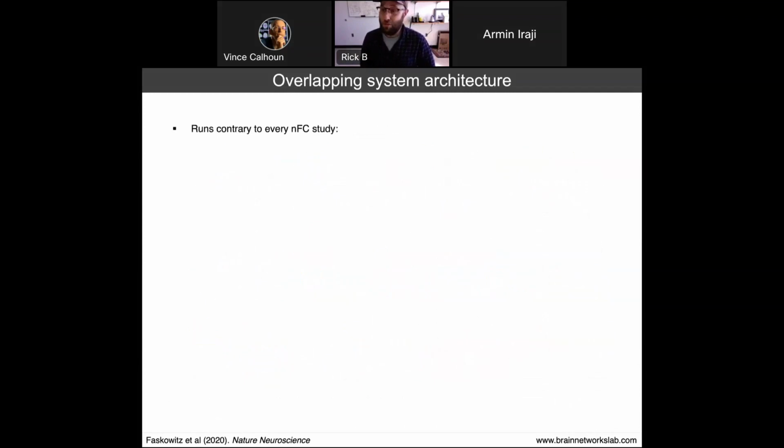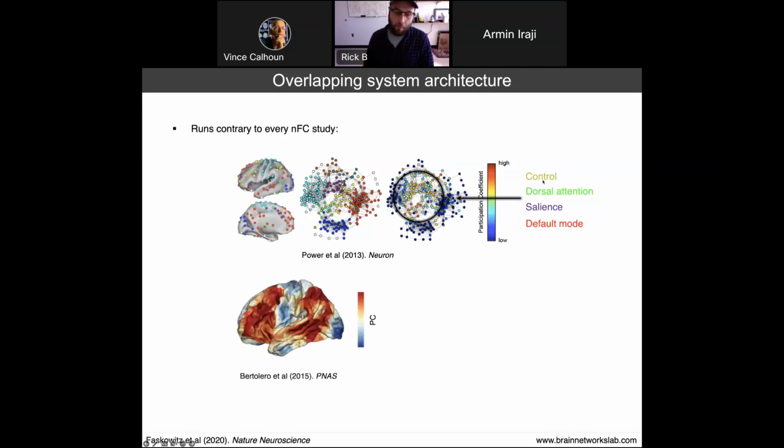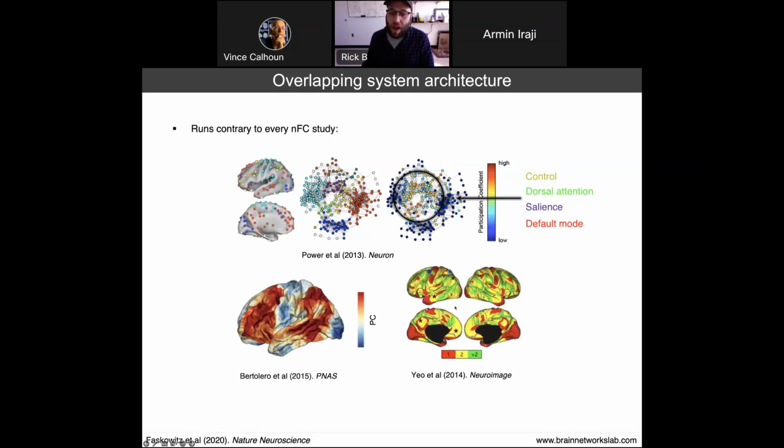This was kind of perplexing to us because it really runs contrary to almost every study of nodal functional connectivity. John Power has done a lot of really great work, and followed up his 2011 paper with this 2013 paper. In it, he looked at a measure called participation coefficient, the extent to which regions participate in different non-overlapping communities. Well, they found among the highest level of overlap was in control networks. We did not find that. Max Bertolero, using a similar measure but applied to a very different data set, found basically the same thing. Thomas Yeo found the same thing.